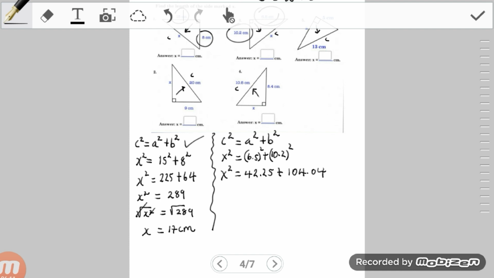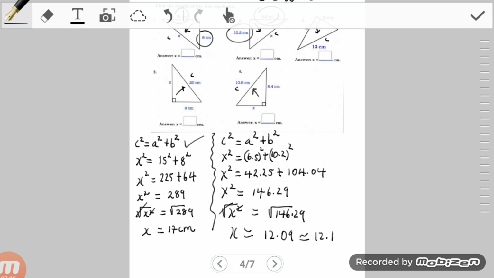And if we were to go ahead and add 42.25 to that result, we'll find that x squared is equal to 146.29. And naturally, if we take the square root of both sides, we'll find that x, let's see here, 146.29, the square root cancels the square, so x is therefore equal to 12.09. If we wanted to round it off to one decimal place, it would be approximately equal to 12.1.